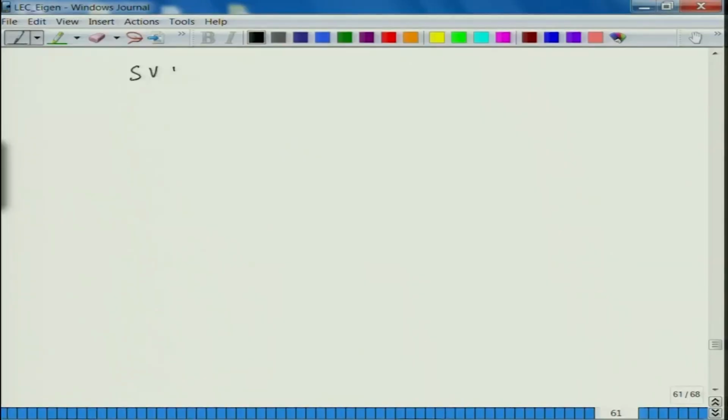Alright, so this is going to be the last class, and here we would like to make you understand what is called SVD, singular value decomposition. So it is a decomposition, but you have to say what are called singular values for us. That I will have to explain to you.